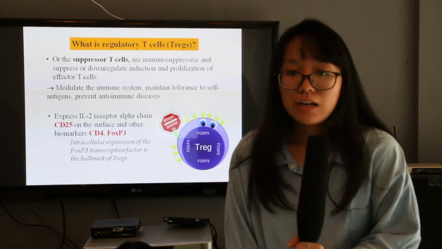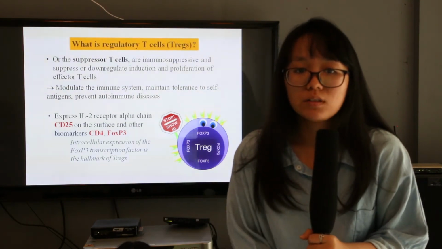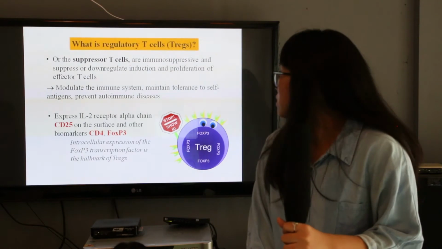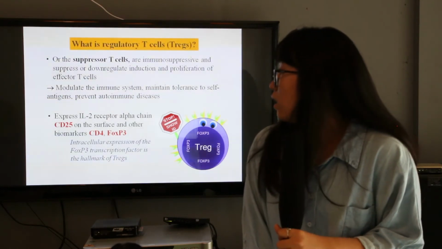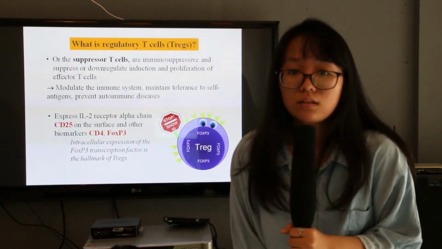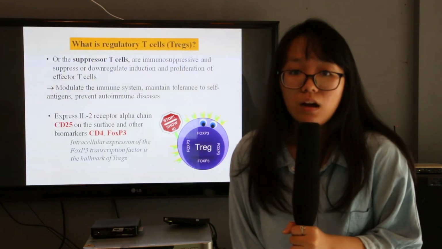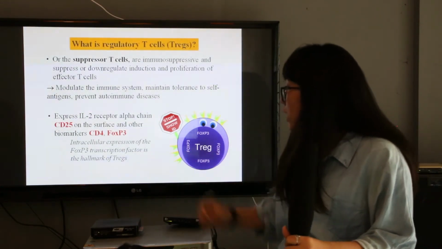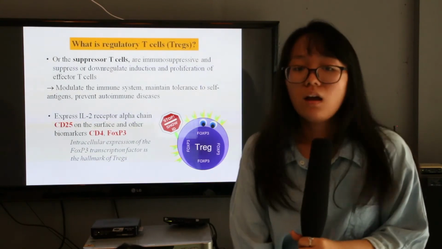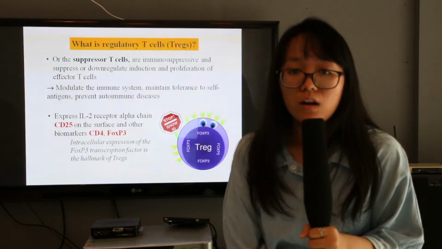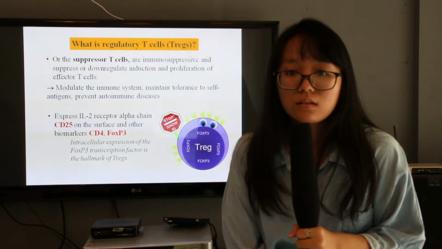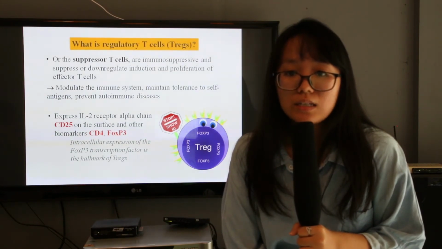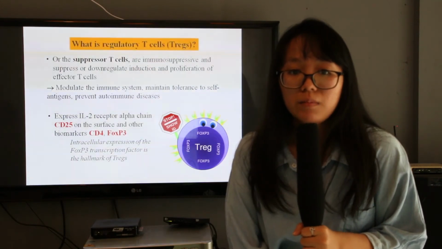And the Treg will express three important biomarkers: CD4, CD25 on the surface, and FOXP3. FOXP3 is the most important factor for the Treg, as the presence of this protein is necessary for their development.